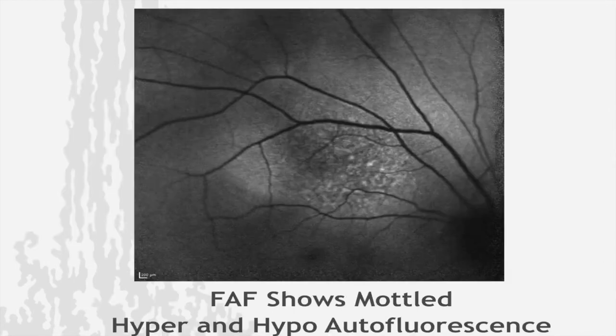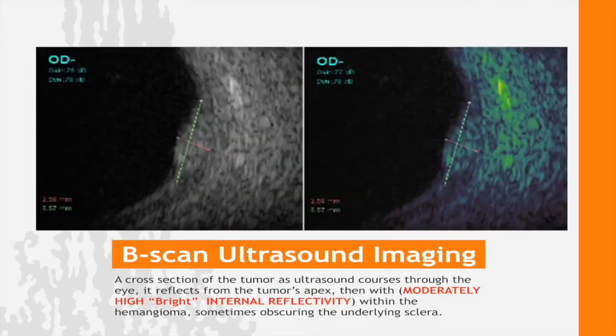Here's a fundus autofluorescent image showing some mottled hyperautofluorescence associated with this hemangioma. So you can have hyperautofluorescence with hemangiomas, but typically when they are leaking or doing something active. The B scan showed the high internal reflectivity, for review, better seen with colorized images.